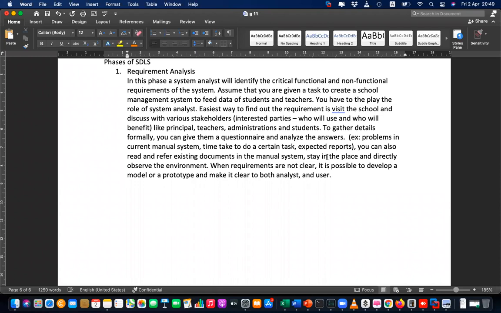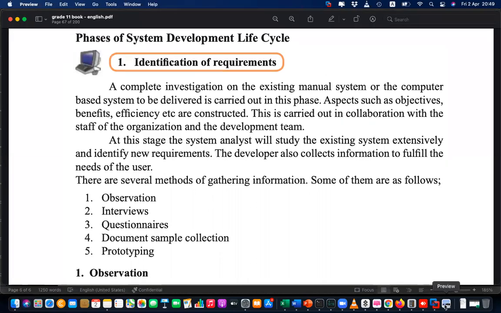Requirement analysis. So you are asked to develop a system for your school and you go. Basically, this is the phase where you find out what is really expected by the stakeholders or the interested parties. One thing that you can do is go and observe. The second thing is you can conduct interviews.